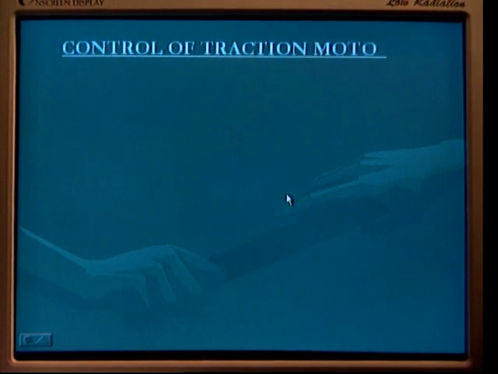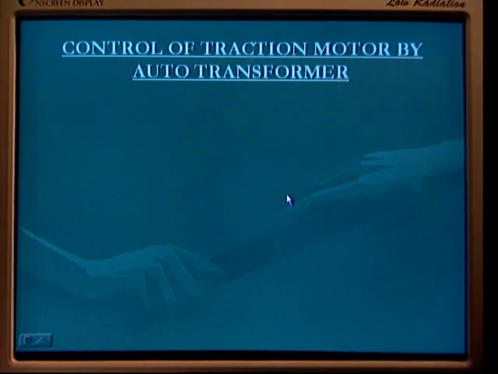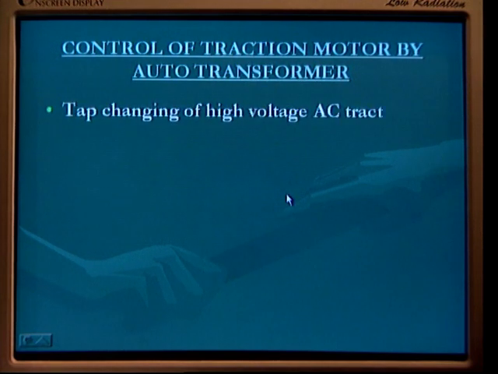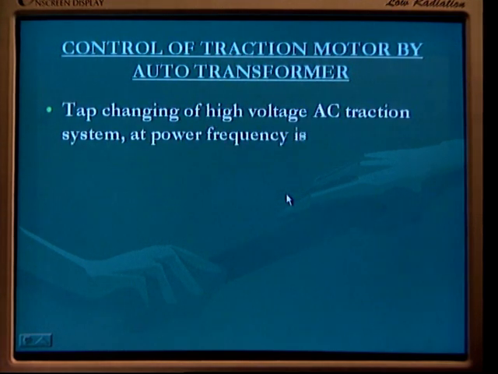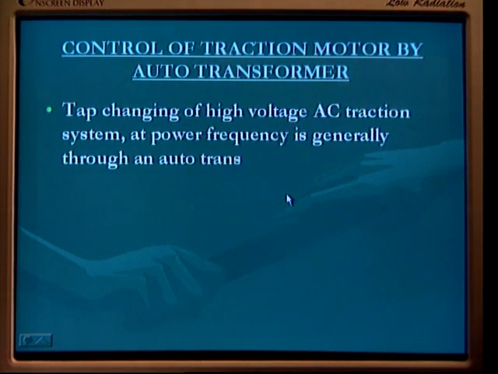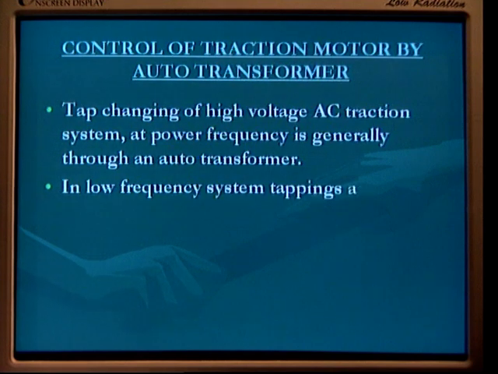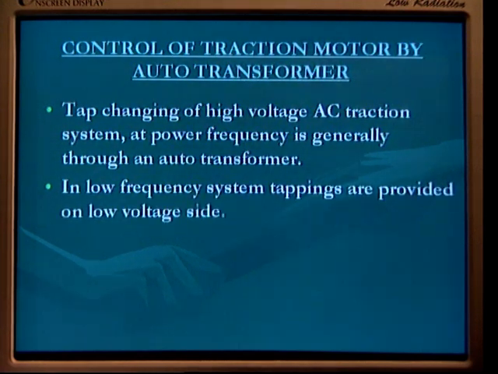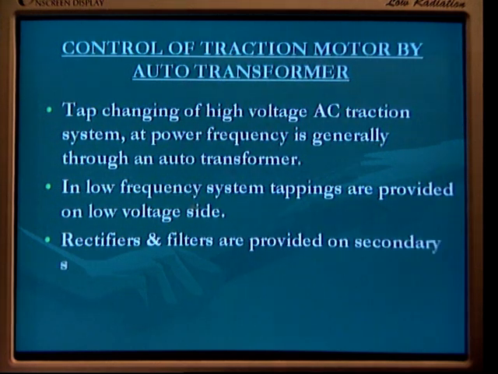You can see its merits. Generally, control of the traction motor by auto transformer is done by tap changing of the high voltage AC traction system at power frequencies through an auto transformer. In a low frequency system, the tappings are provided on the LV side. For DC purposes, we require rectifiers and filters at the secondary of the auto transformer.